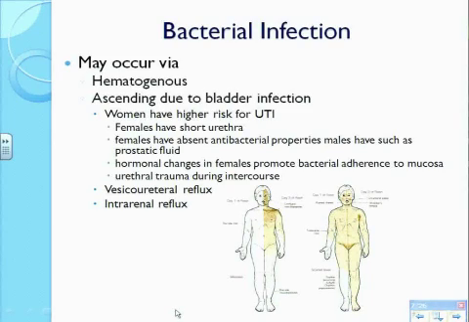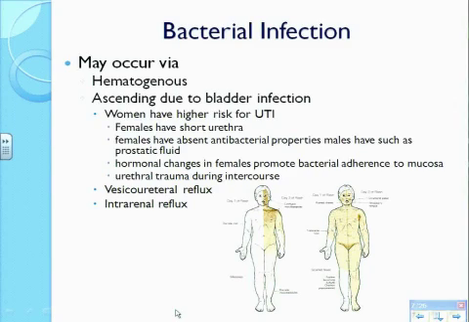The other type of bacterial infection is descending, which is hematogenous. The ascending is by far the most common one. Women are higher risk. This is why I was telling you about it. The other thing that also puts women at higher risk is their hormonal changes. It promotes bacterial adherence, and there is urethral trauma during intercourse.